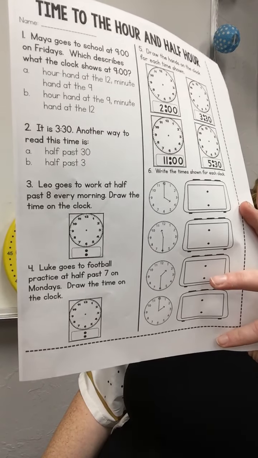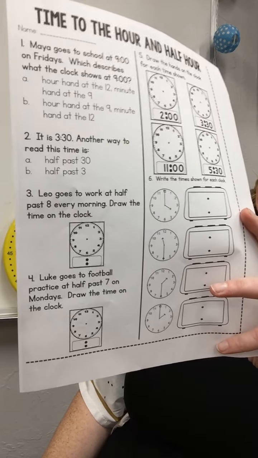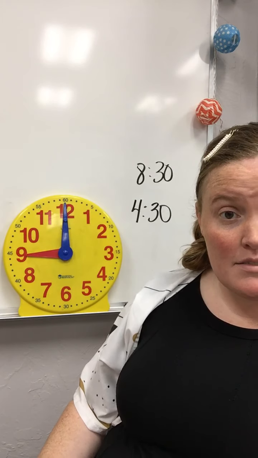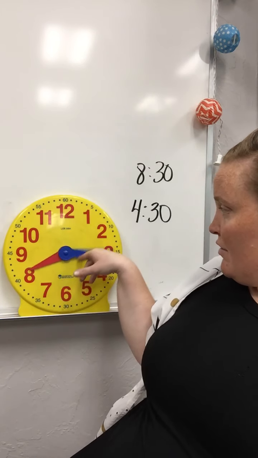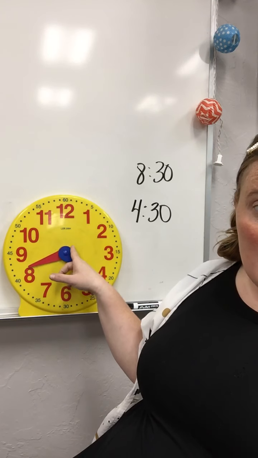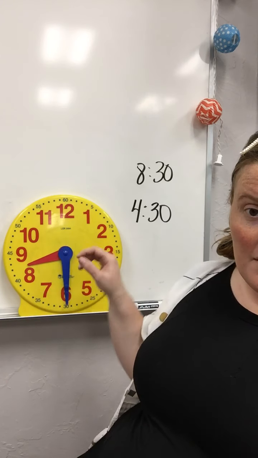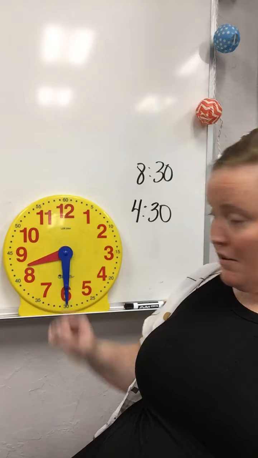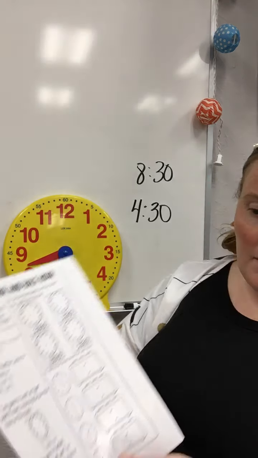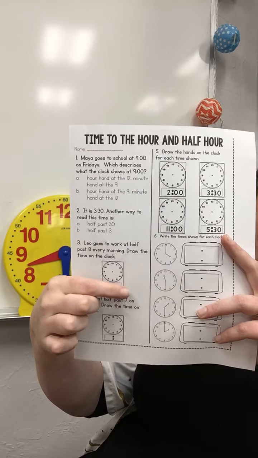All right, number 3, right here. Leo goes to work at 8:30 every morning. Draw the time on the clock. 8:30. So, well, let's get to 8 first. Here's 8. We got 8 o'clock. So 8:30 would be right here, right? So that is 8:30. So you're going to draw 8:30 right here, and you're going to write 8:30 right there.